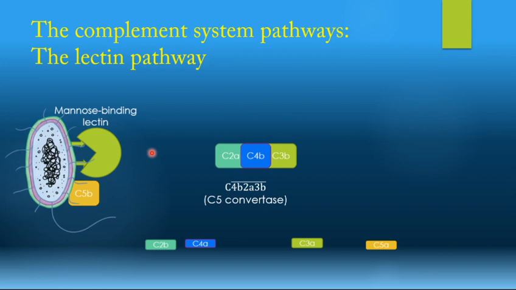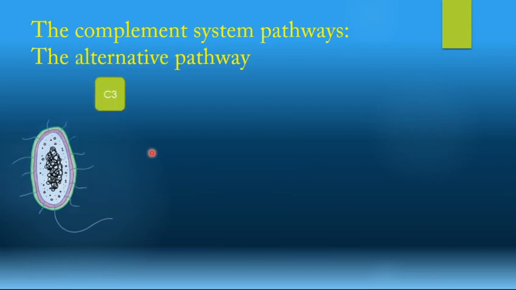Now for our last pathway, which is the alternative pathway. This is another pathway that does not require antibodies, and this pathway starts by the cleavage of C3. This cleavage can occur due to different enzymes in the bloodstream or by the microbe itself. It can cleave the C3, so it's cleaved into C3b and C3a. Of course, C3a works as a chemoattractant, while C3b will bind to the microbe.